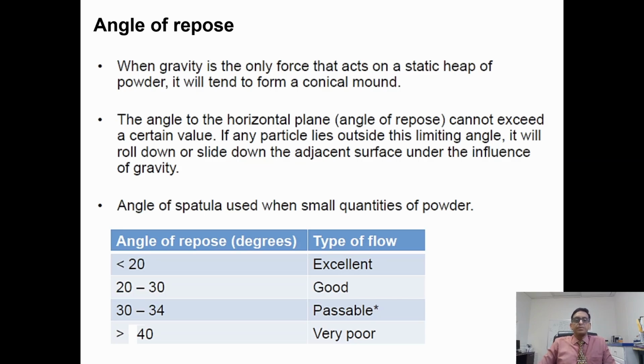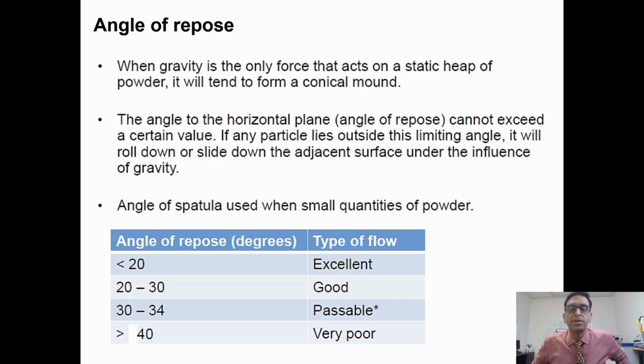Here, a spatula is sometimes used for a small quantity, but this is how it is characterized: if the angle of repose is less than 20, it represents excellent flowability. 20 to 30 is good, and 30 to 34 is considered passable. More than 40 represents very poor flowability.